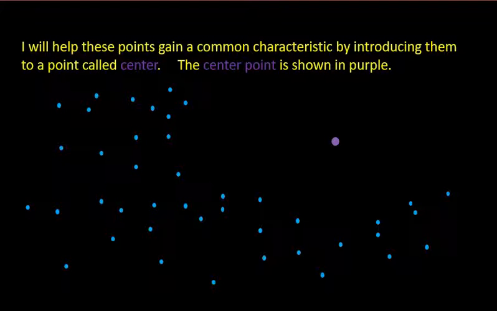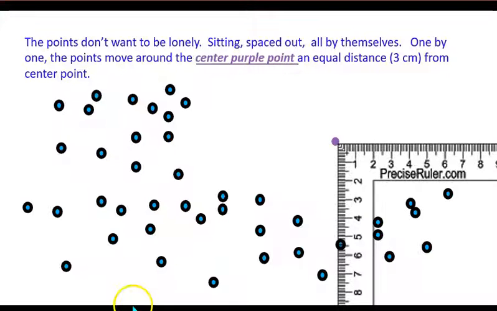So I'm going to help these points to gain a common characteristic by introducing them to a purple point. This purple point is special. We call it the center point. We don't want the points to be all by themselves, all scattered around. We're going to give them a reason.